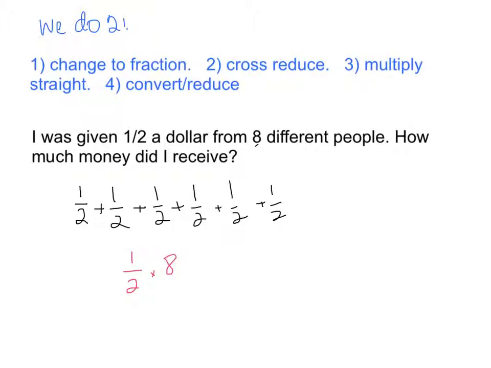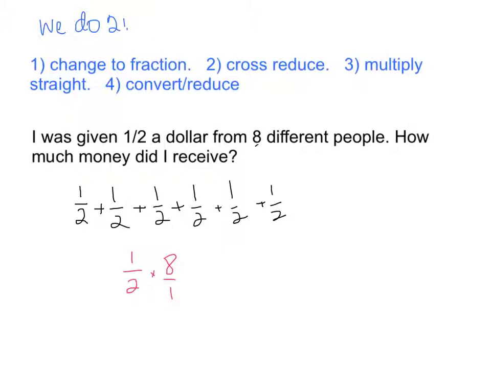Then I just take my skills that I already learned, change them both to fractions. Well, this is a fraction already, but this isn't. It's easy to change a whole number into a fraction. Do you remember how? Put a 1 under it. Now it's a fraction. And I didn't change the number because 1 does divide into 8 8 times, so the number is still 8. Step 2, cross-reduce.